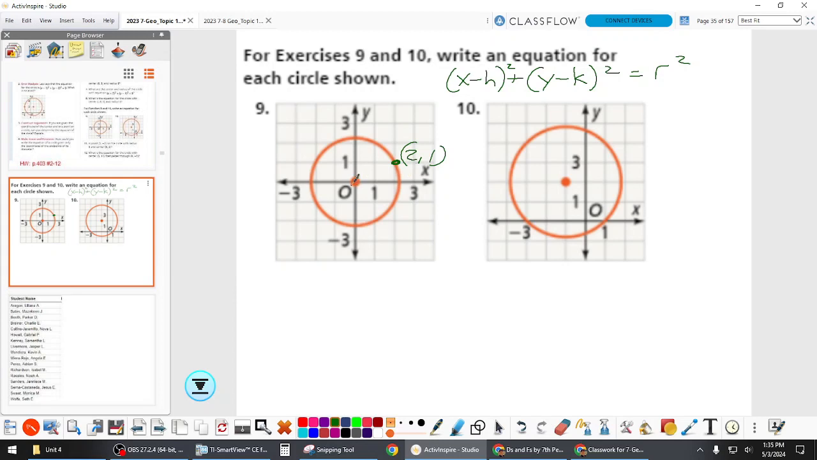Tell me about the center. Coordinates of it? Zero. They're just zero. Anytime you can use zero, it's really nice. Okay, so here's where we are for this one. H and K are both zero, so it just boils down to x squared plus y squared. And then how do we find r squared?